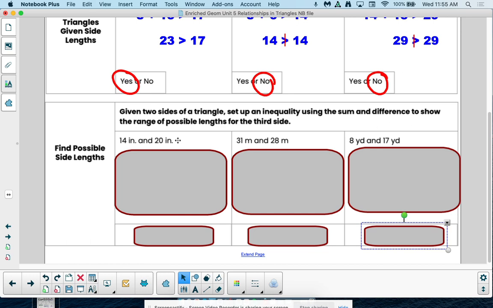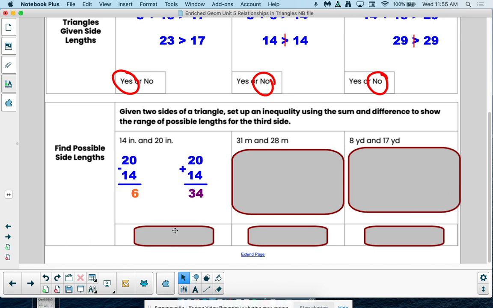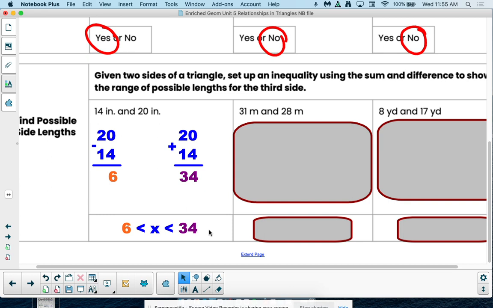Okay, what's the rule when you're looking for the range? How do you find the lower bound number? Sum and difference, right? We subtract and then we add, right? So this is how I would write my answer.